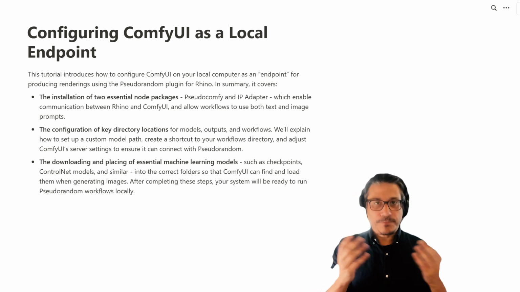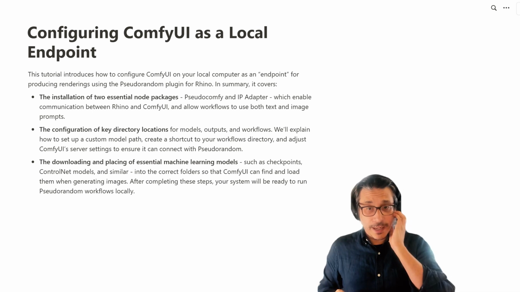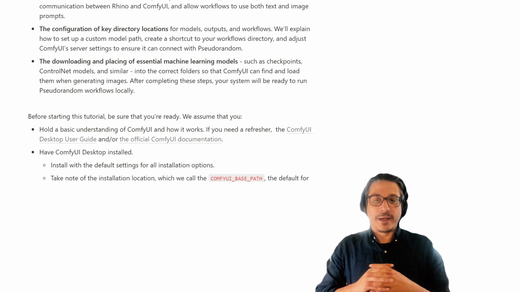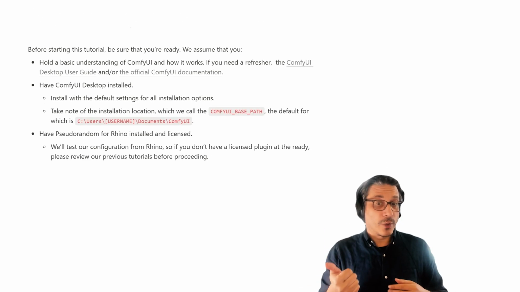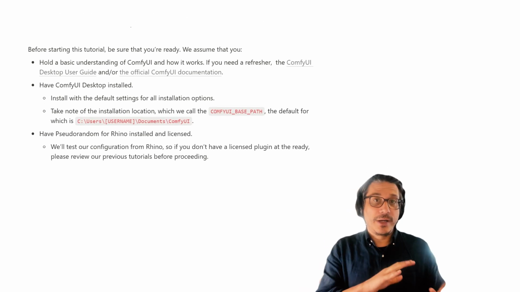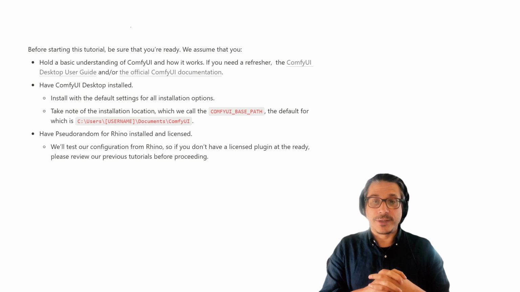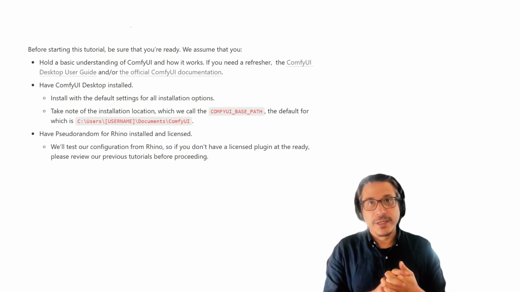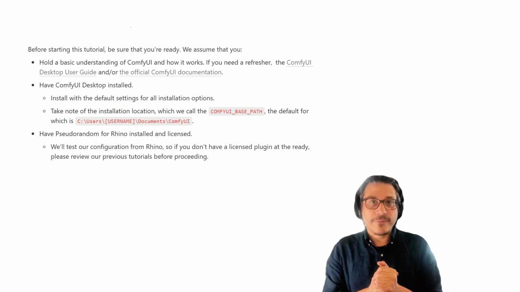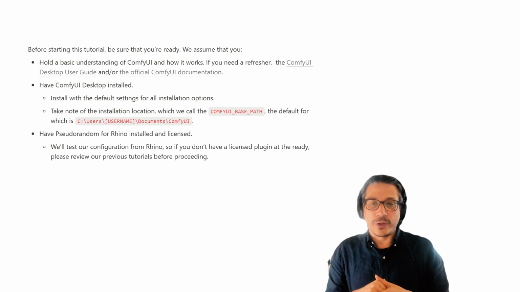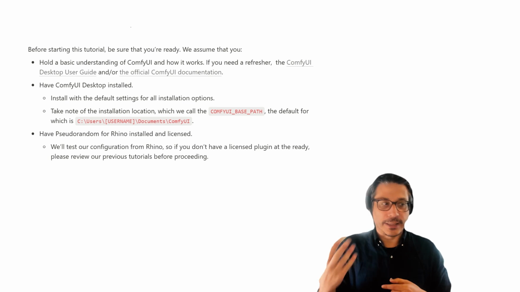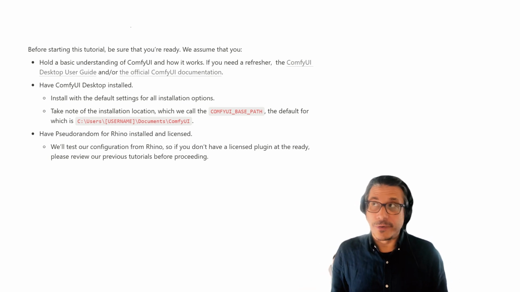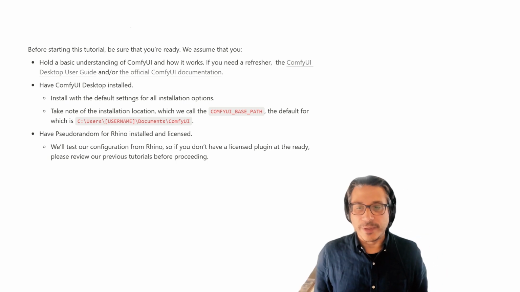Okay. Before we get started, let's just make sure that we're ready. So in this tutorial, we're going to assume that you've got a basic understanding of how ComfyUI works. If you need a refresher, I got some links here on the page that should help with that. You should also have ComfyUI desktop installed. There's a number of different ways to run ComfyUI, but this tutorial uses ComfyUI desktop, which is the latest version, runs on Windows and has all the latest features. So we're going to be using that.